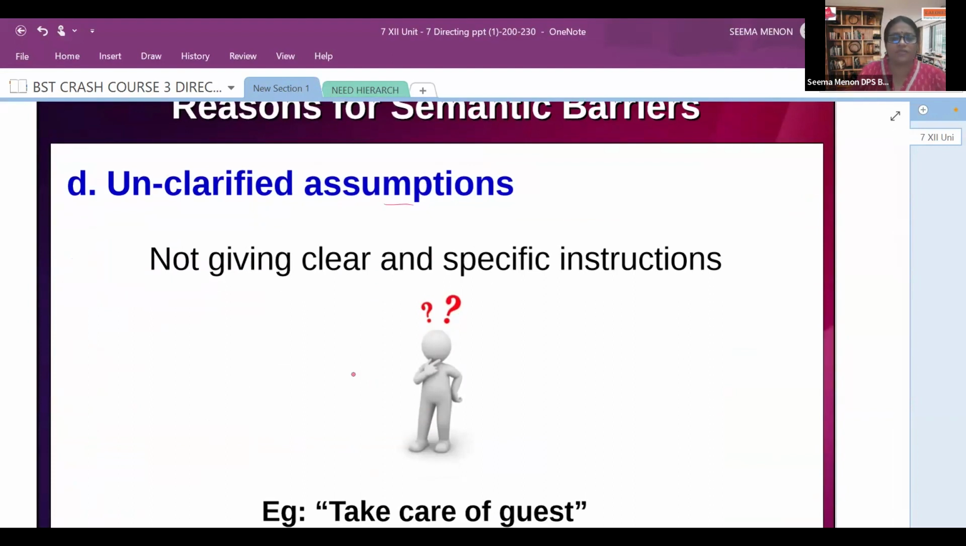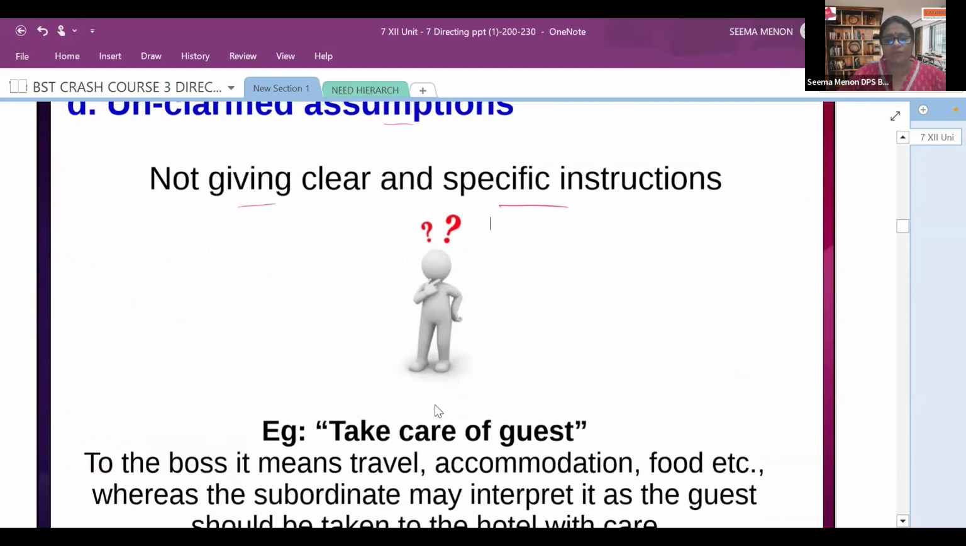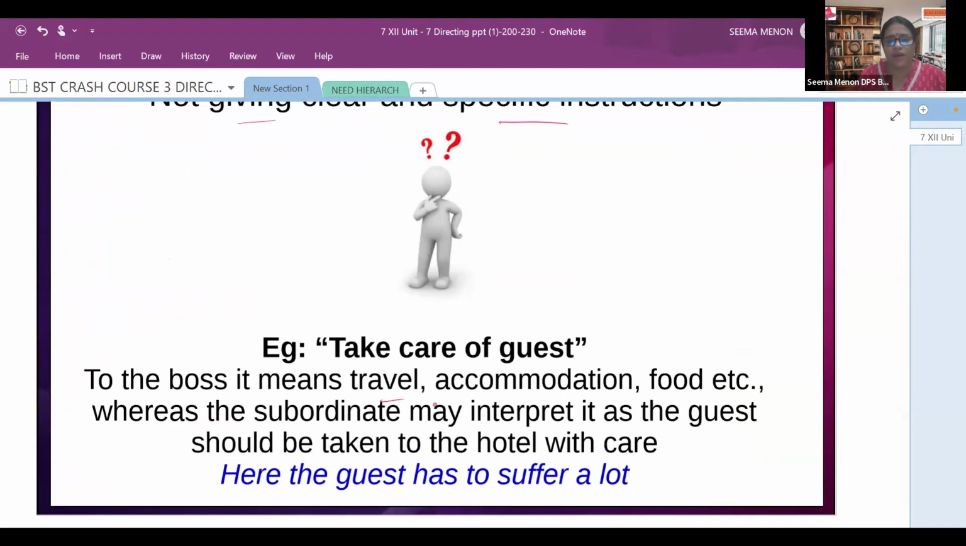What do you mean by unclarified assumption? Not giving clear and specific instructions. Here you see, "take care of guest." What do you mean by this? To the boss, it means travel, accommodation, food, etc. Our guest is coming to the organization. We have to arrange their travel details, the vehicle, their stay, accommodation, and food, all three meals. But the subordinate may interpret it as the guest should be taken to the hotel with care. They may say, taking care of the guest while getting down from the car, like that they misunderstand.